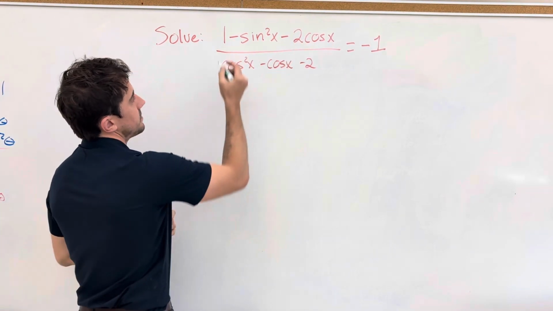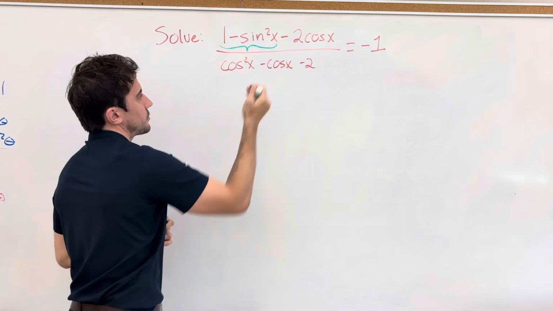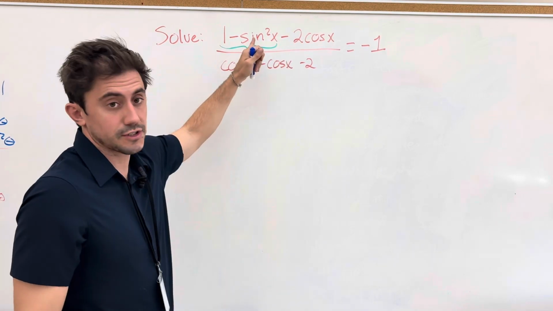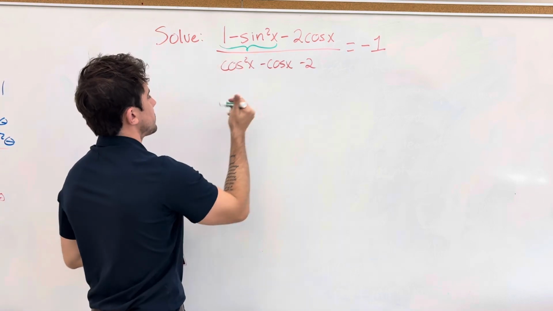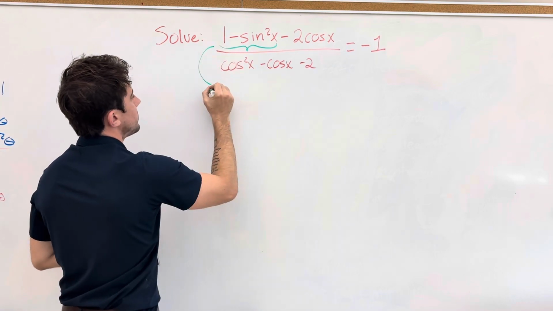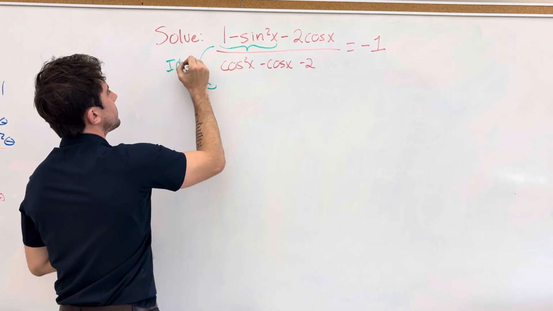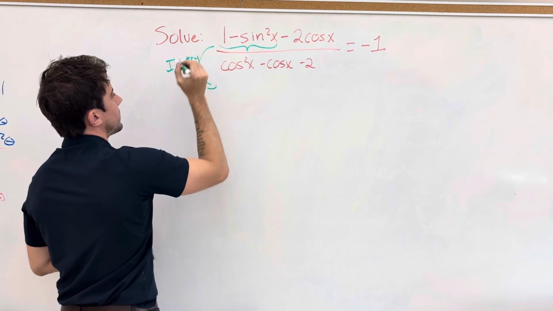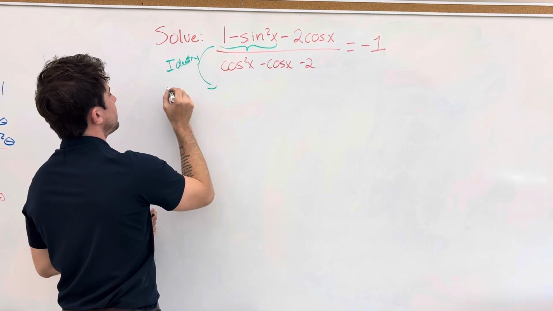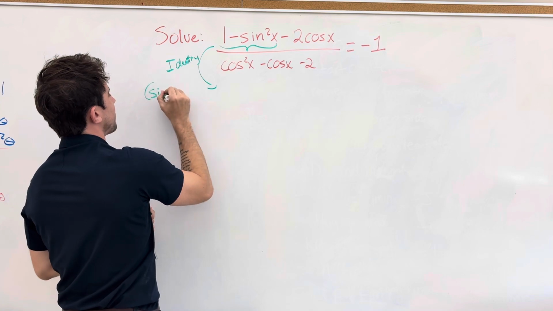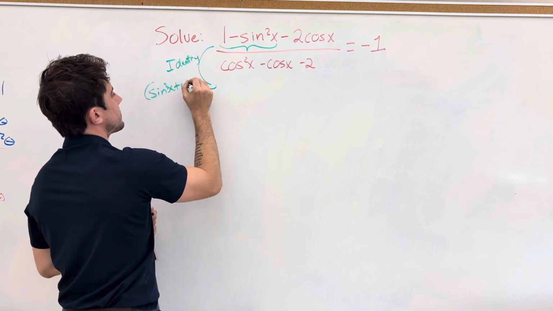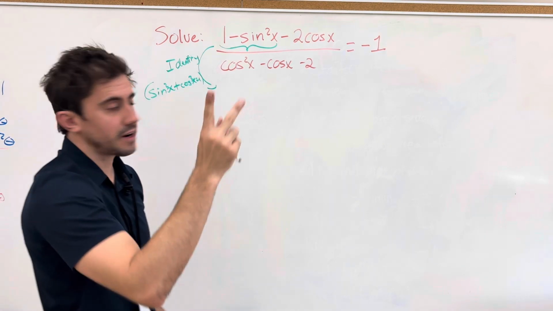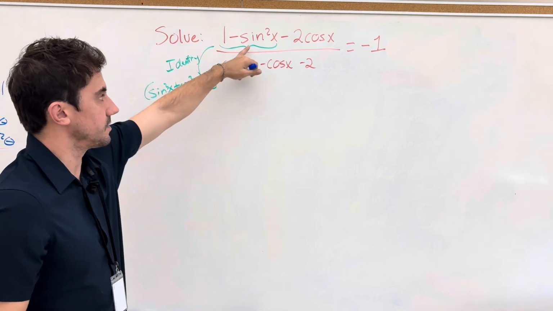If you've done enough of these, you'll notice that 1 minus sine squared x is our very first identity, right? That's equivalent to cos squared x. And so we can make a substitution using that identity. I'll even make a note of that, identity. That's how we spell identity. And that identity, for the record, is sine squared x plus cos squared x is equal to 1, right? We just moved it around and isolated cos squared x.